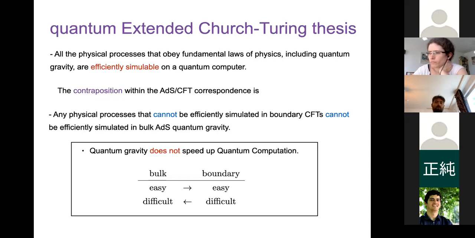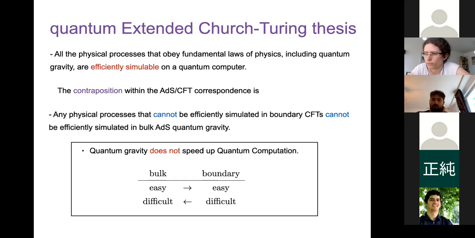So then the AdS/CFT correspondence appears to be a prime setup to test this thesis because it says that all the physical phenomena happening in the AdS bulk are encoded into boundary quantum mechanical systems, which may be simulated on a quantum computer. So the contraposition of this thesis within the AdS/CFT correspondence is the following. Any physical processes that cannot be efficiently simulated in the boundary CFT cannot be simulated in bulk AdS quantum gravity. So it just simply says that quantum gravity does not speed up quantum computation. So a difficult problem on the boundary should remain difficult in the bulk. And of course, this is a conjecture, but it seems that it is a widely believed conjecture.